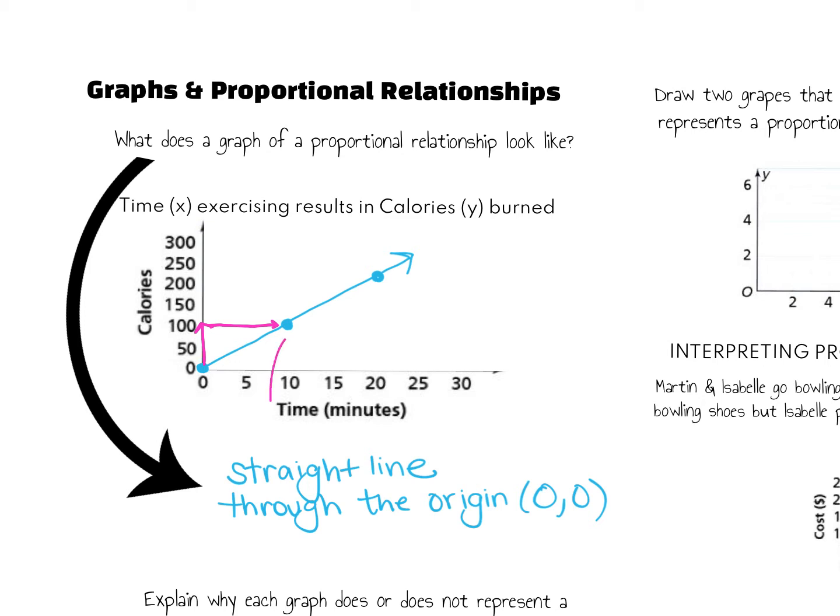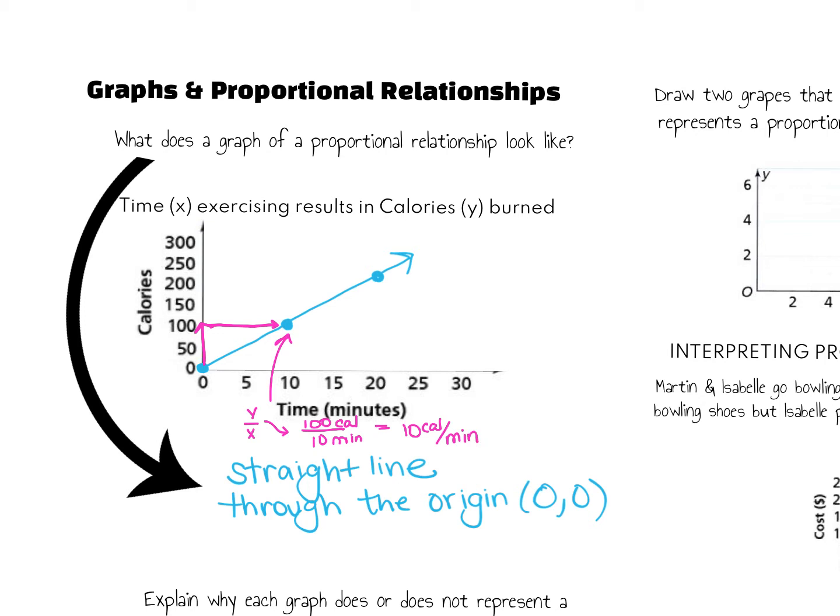So if I'm talking about this point right here, again, finding the unit rate or the constant of proportionality is the y value divided by the x value. My y value, I've got to move down here a little bit, my y value is 100. My x value is 10 minutes. So this is just like you would see it in a table or the equation. I get 10 calories per minute.